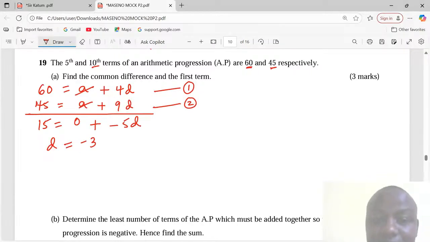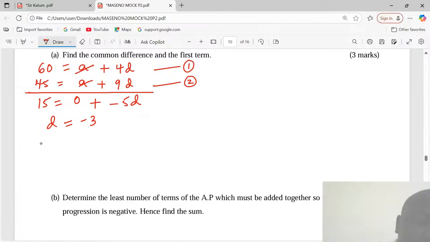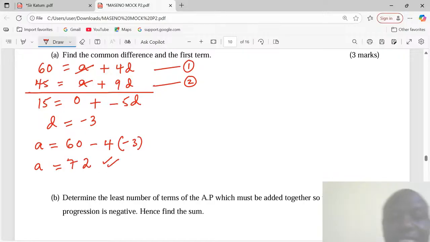This is a decreasing AP, in other words. So the first term can now be found from equation 1: we need 60 minus 4 times the value of d, which is already determined. So this shall be 60 minus 4 times negative 3, and I'm getting 72. So the first term is 72. The common difference is negative 3.